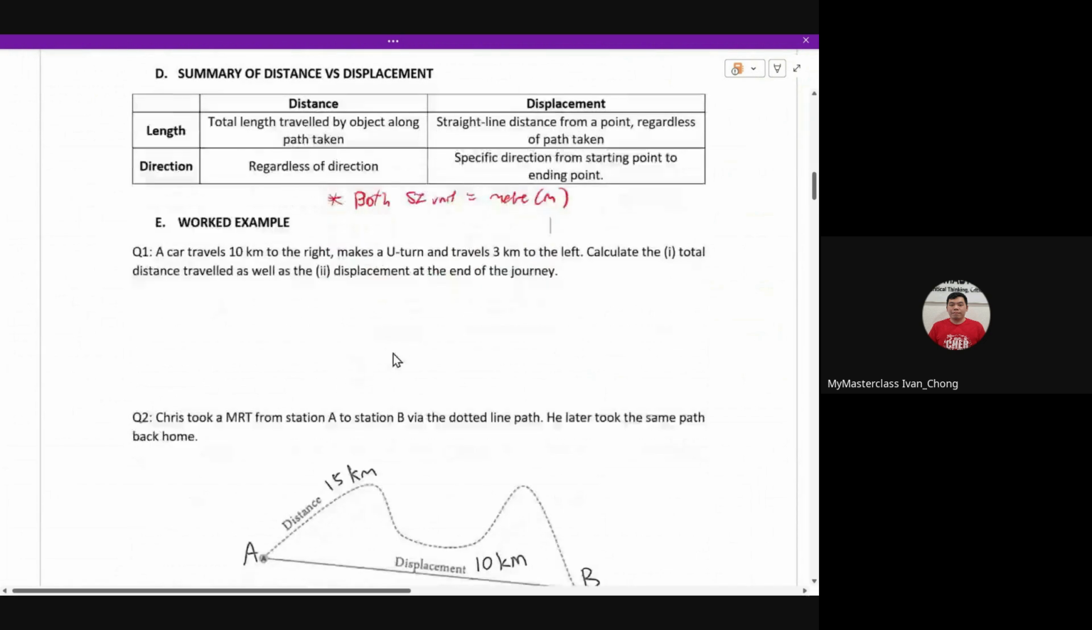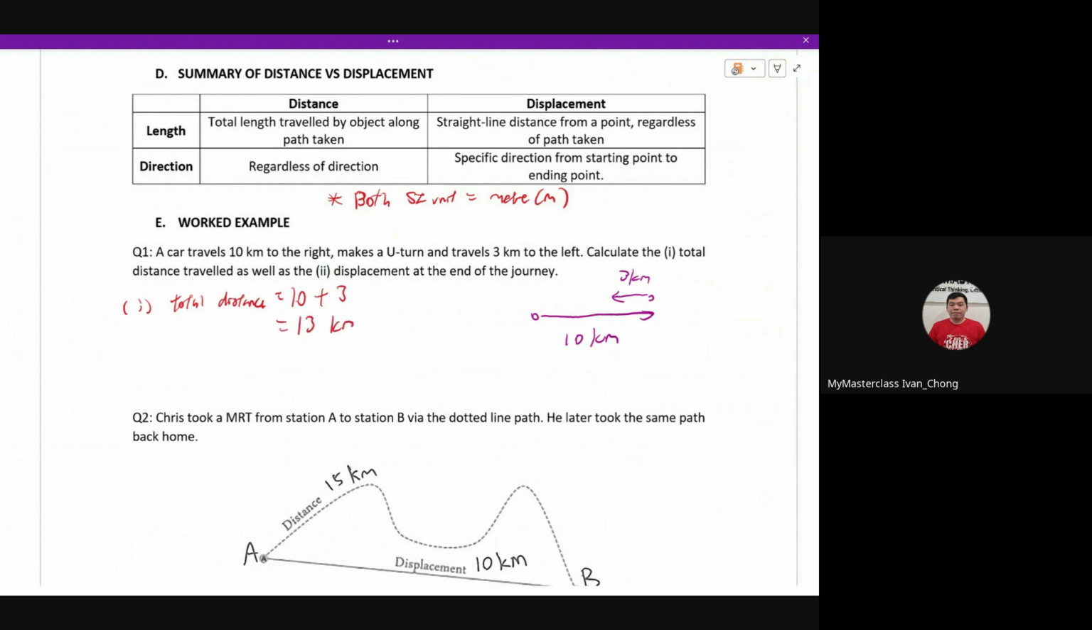First things first, if there is no diagram for you, what you can do is actually sketch out the diagram. So you can just imagine you move 10 kilometers to the right. Then you make a U-turn and you travel 3 kilometers to the left. So what is the total distance traveled? Total distance is very simple. Normally total distance is we just add up all the numbers. We don't care about plus or minus, we just add them all up. You get 13 kilometers, right?